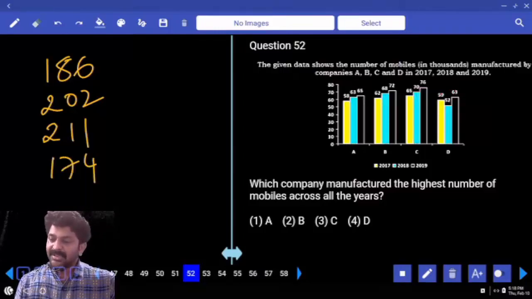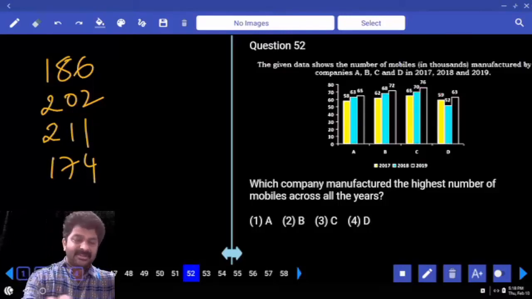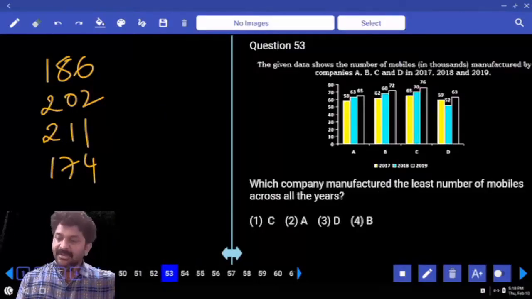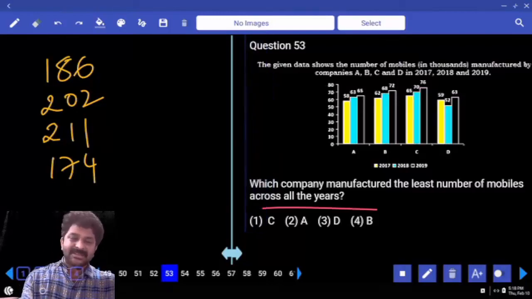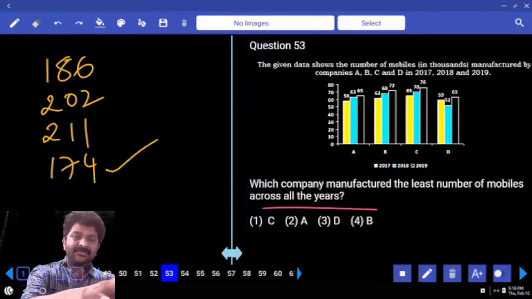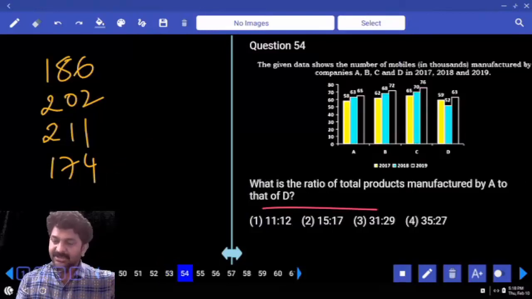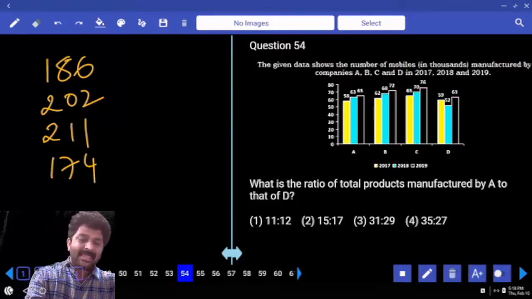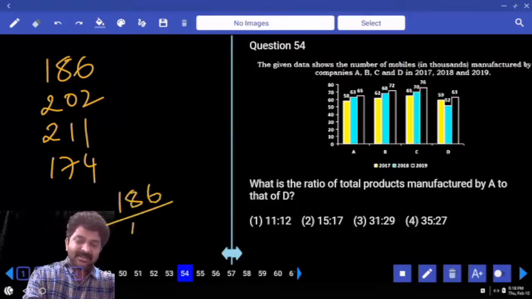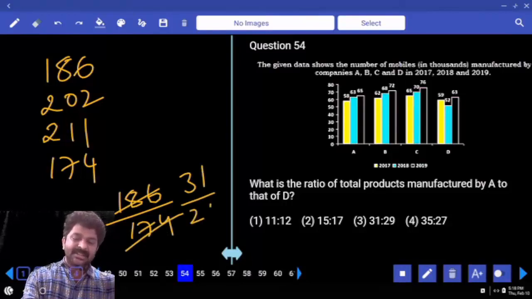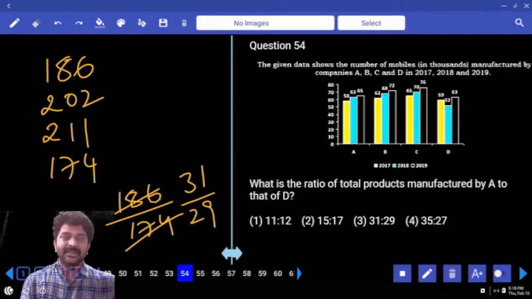Right. So which company has the highest number of manufacturing? This is for C. Which company manufacture least number of mobiles? Least number 174. D. Next, ratio of total products manufactured by A and D. A is 186, D is 174. 31 to 29, third option.